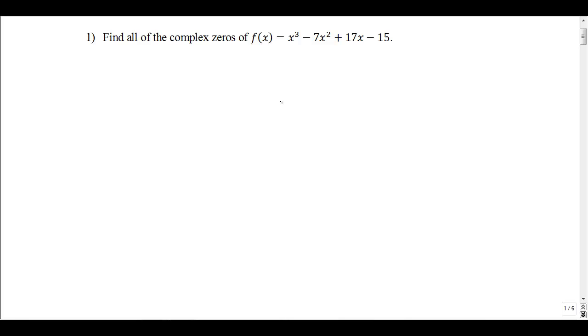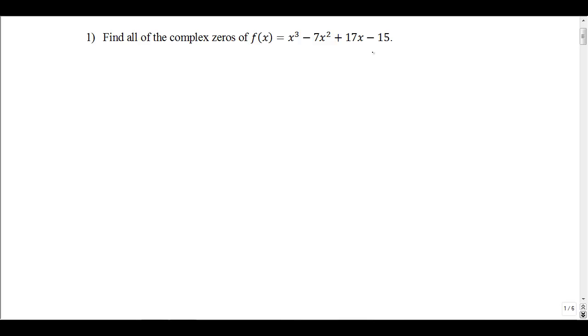In this video, we're going to look at finding the complex zeros of certain polynomials and certain issues related to this. So, first question, we've got a polynomial f of x equals x cubed minus 7x squared plus 17x minus 15, and we're trying to find all of the complex zeros. Essentially, we're going to factor this polynomial.